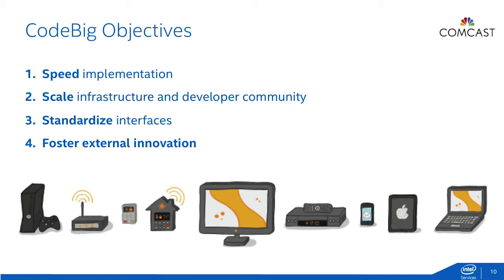So, CodeBig objectives. The objective was, as I mentioned earlier, the integration, the implementation, the integration between vendors and between our internal developers, very slow. So now, speed is very important. Speed to implementation is very important. Scale infrastructure and developer community. We want to build a very scalable infrastructure and a sort of a community. We never had this, so we want to build a developer community. We want everyone to talk to each other.